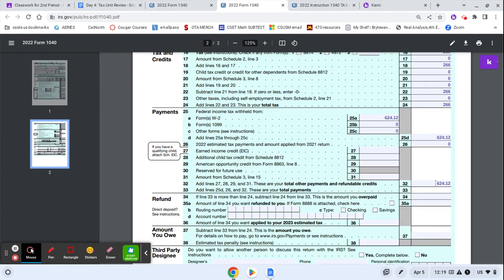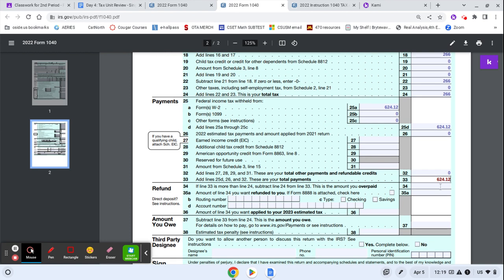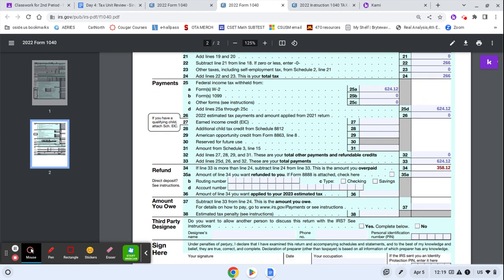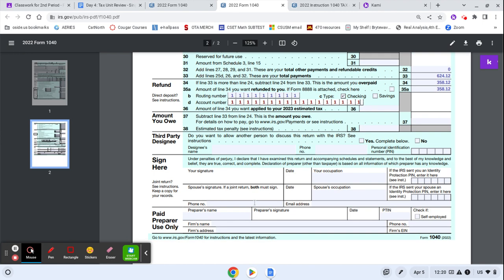So now, oops, sorry, wrong line, guys. That one's a zero. All right, and because that number is bigger than the other number, subtract it, and it's our refund. So subtract 6.24.12 minus 2.66. I'm getting 3.58 and 12 cents, and I want that whole amount to be refunded to me in this bank account. Please fill in a fake routing number. Check the box for checking, a fake account number, and sign and date your return.